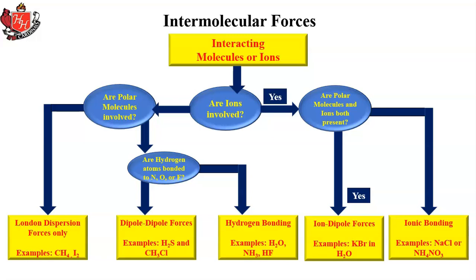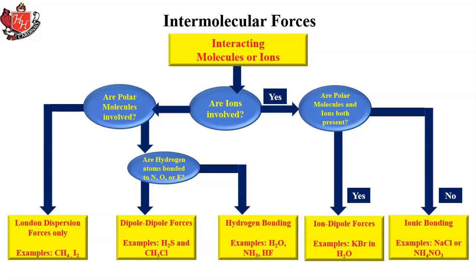Okay, now what if the answer to that question, are polar molecules and ions both present, is no? We know that ions are present for this part of the graphic here. But if there's no polar molecules, then you simply have ions, and that would be ionic bonding. Sodium chloride, table salt, or ammonium nitrate. Remember, ammonium, NH4, is a positively charged cation, and nitrate, NO3, is a negatively charged anion. So they would bond together to form an ionic bond. So we've talked a lot about ionic bonds in this class.